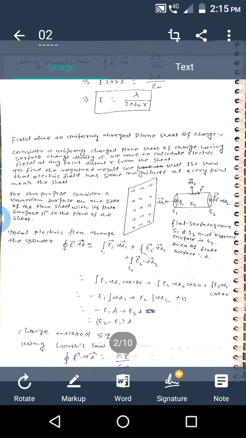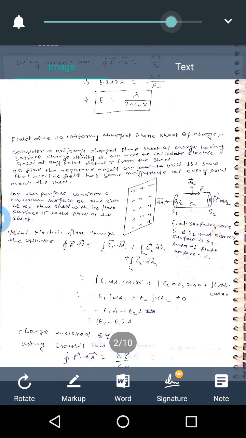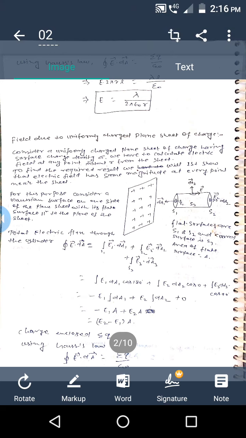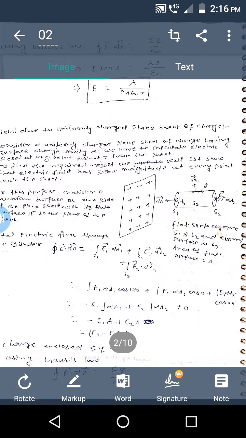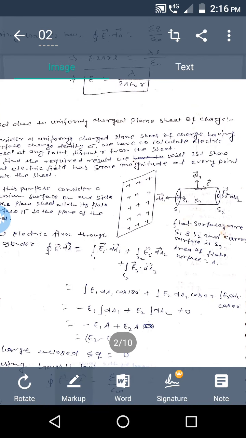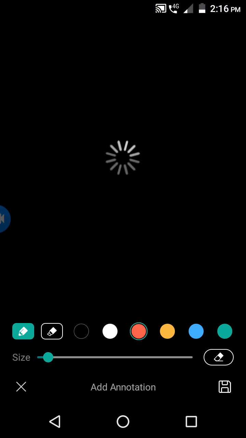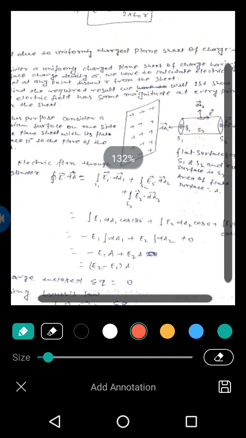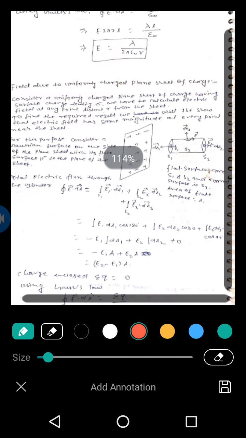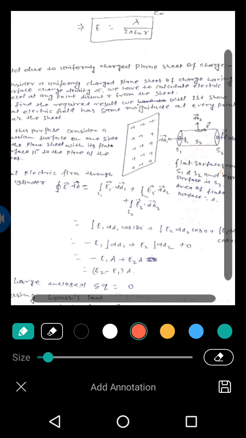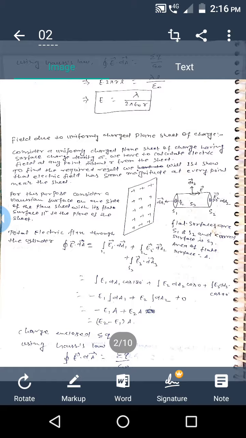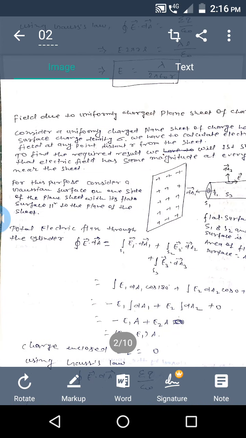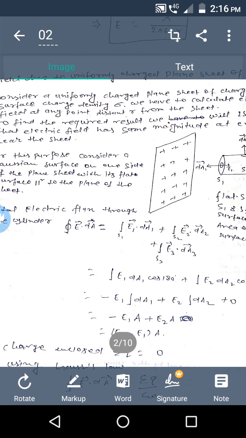Good morning, students. Today we will discuss the second application of Gauss law, that is the electric field due to the infinite plane charged sheet. Here is the infinite plane charged sheet having surface charge density sigma. It is the surface plane charged sheet having surface charge density sigma.